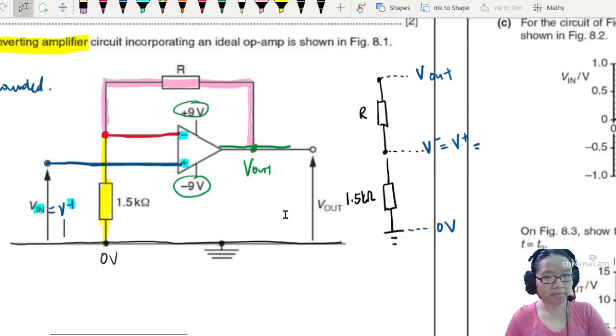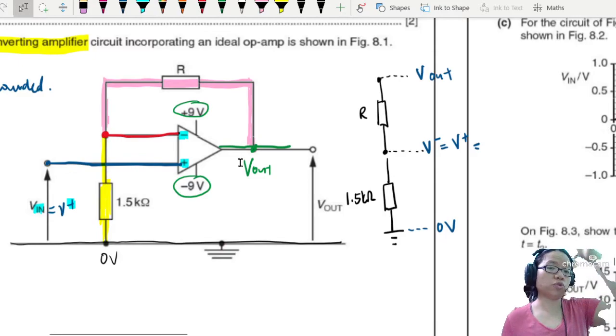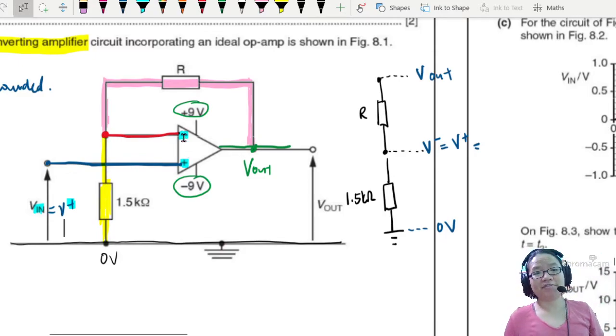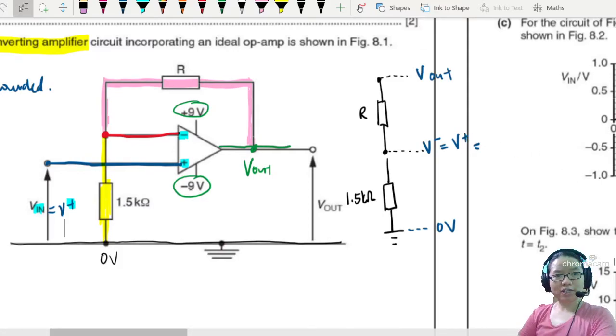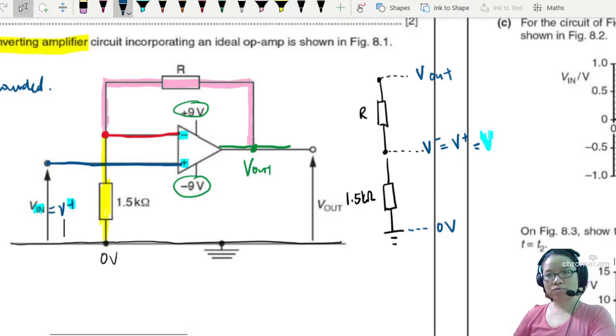So what was the idea again? We said that if you don't want to saturate, V plus and V minus have to be equal. If not, then it's a comparator circuit. If these two are equal, when I put V plus as V in, V plus is V in, and V plus and V minus must be the same to prevent saturation. So V minus is also V in.